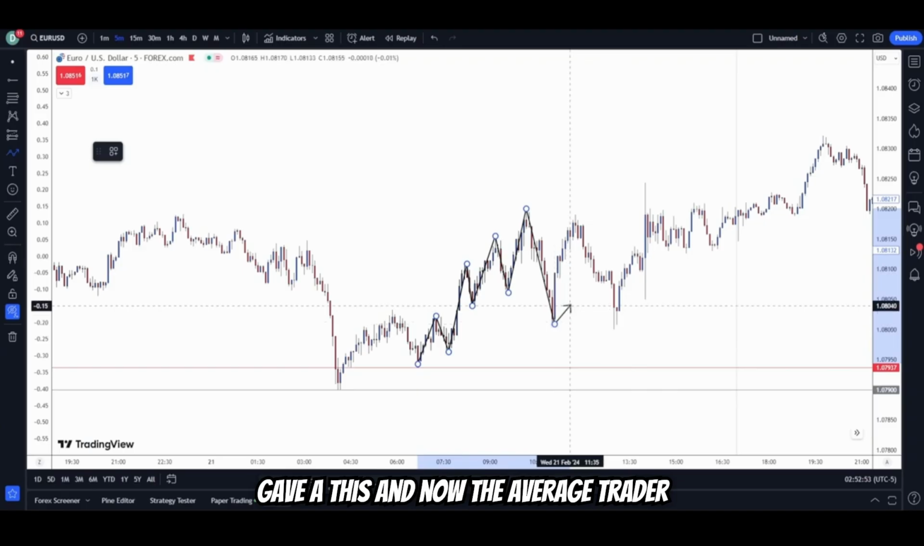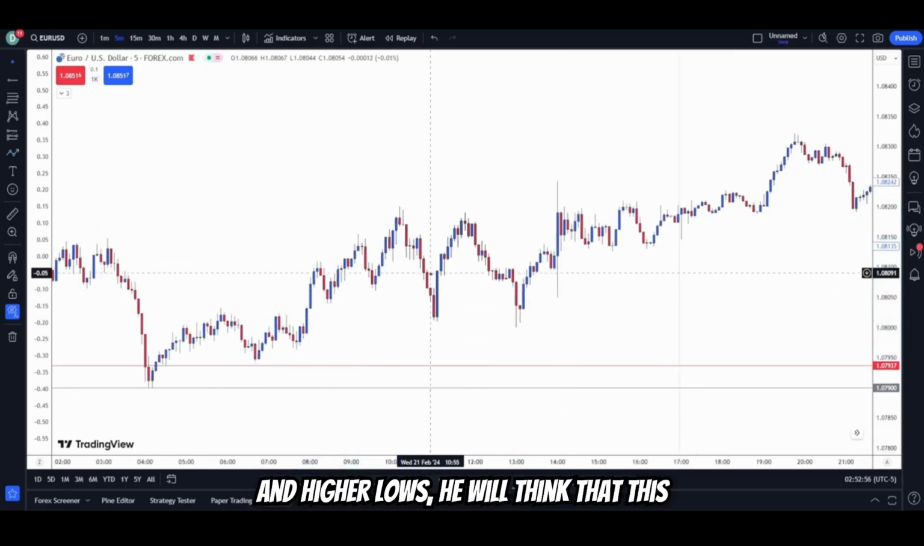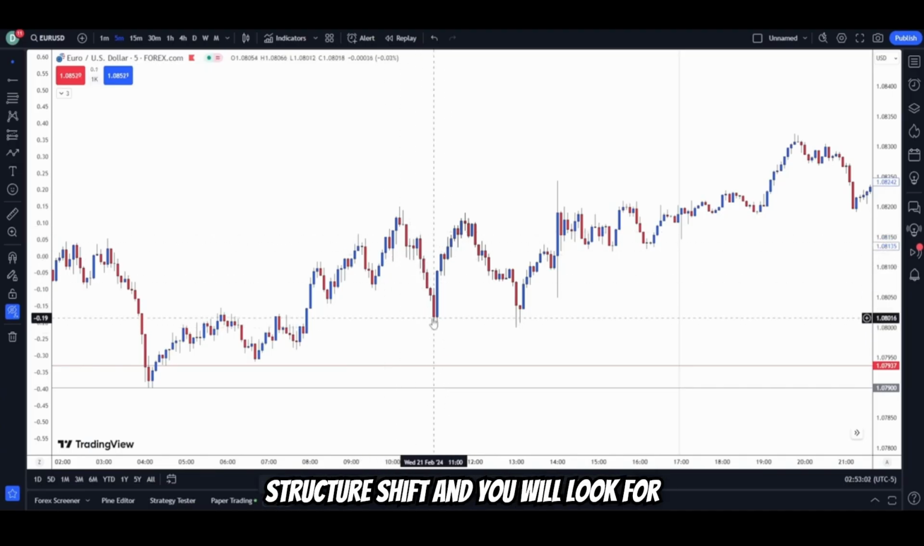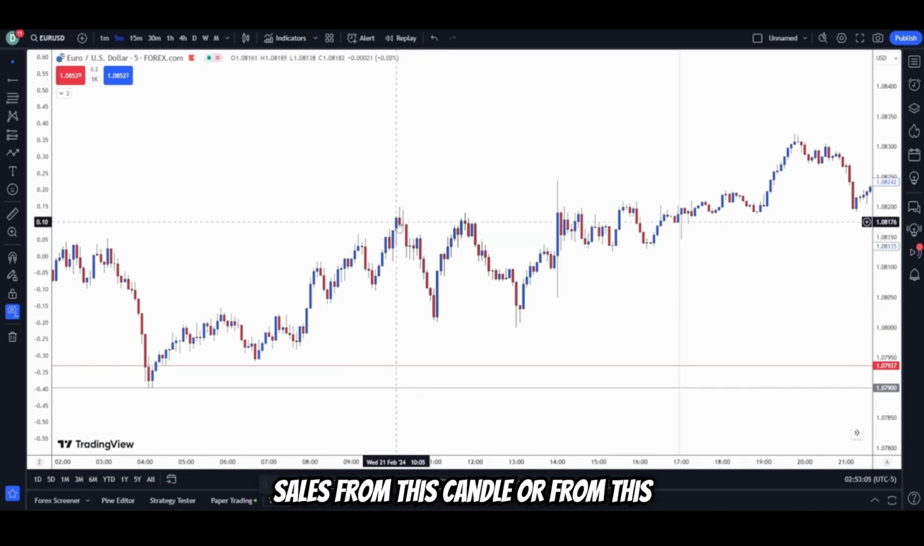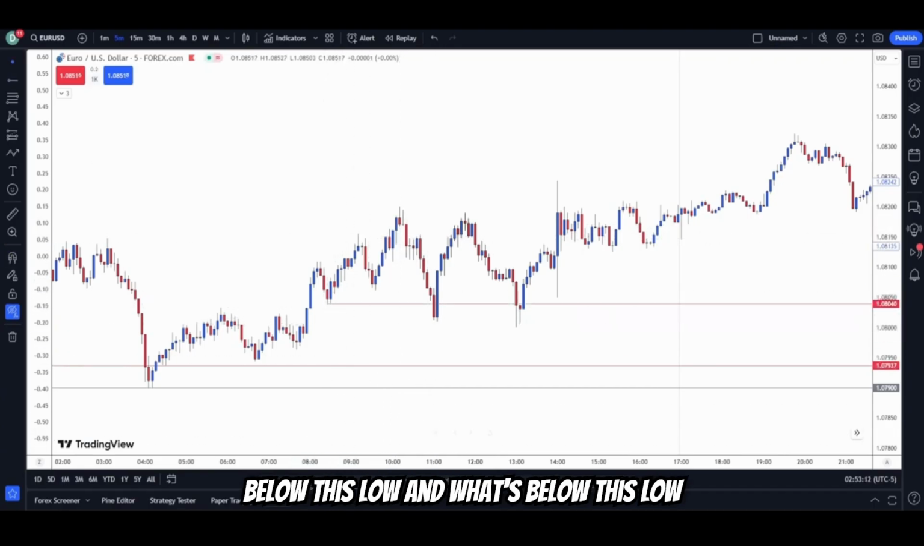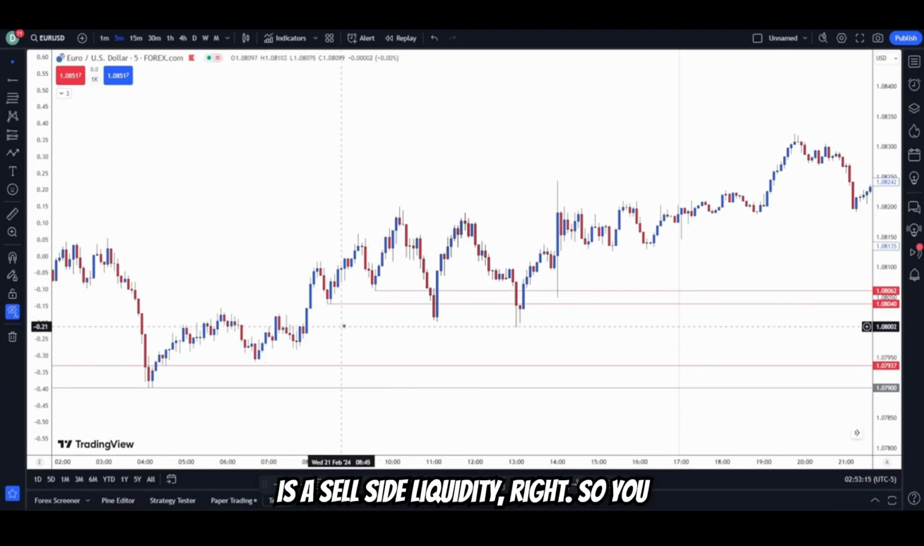And now the average trader who is very good at finding higher highs and higher lows will think that this is a market structure shift, right? And he will look for sales from this candle or from this candle, and he will think that this is a supply zone. But we all know that what's below this low and what's below this low is sell side liquidity, right?